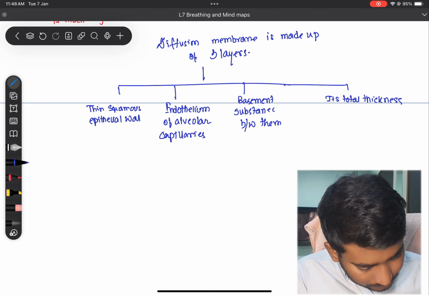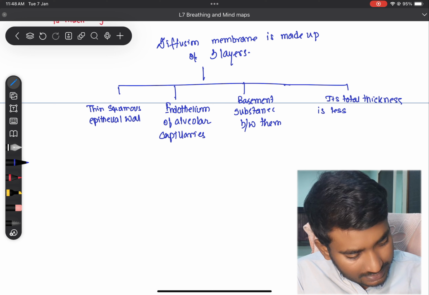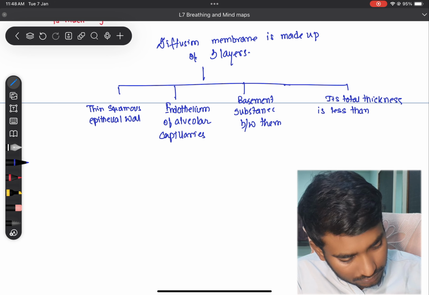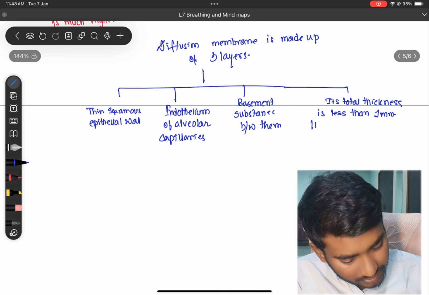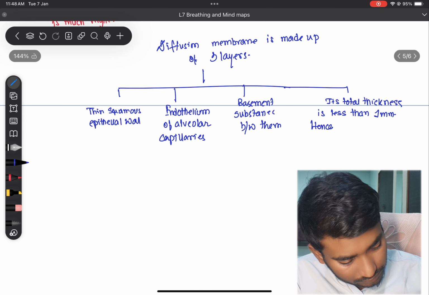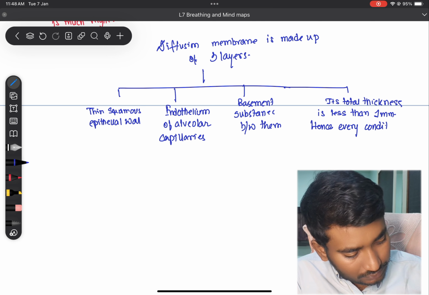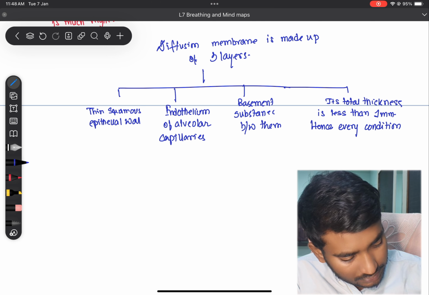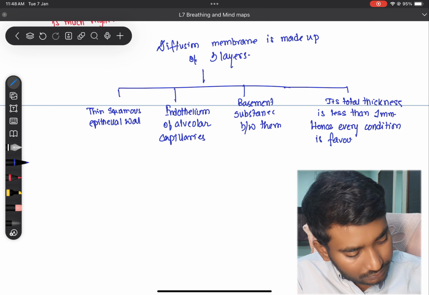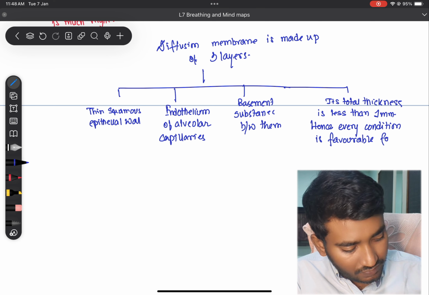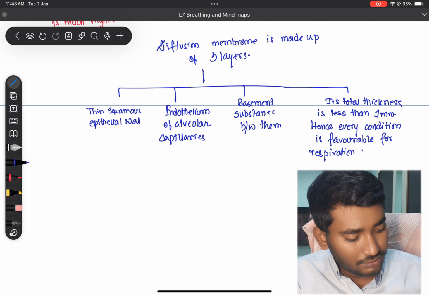Its total thickness is less than 1 millimeter. Hence every condition is favorable for respiration in our body.